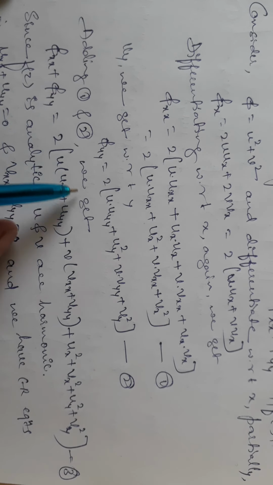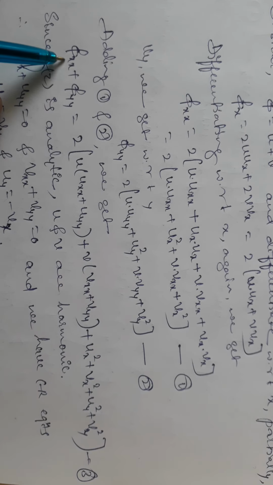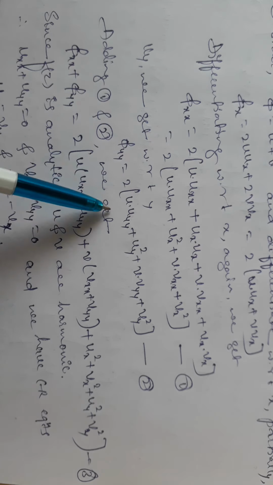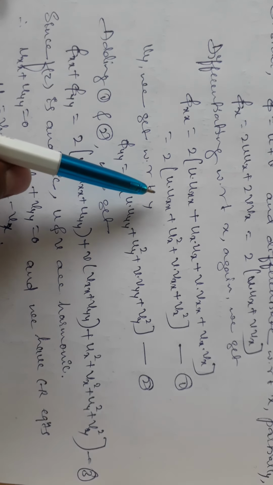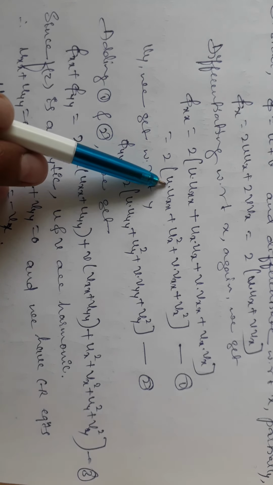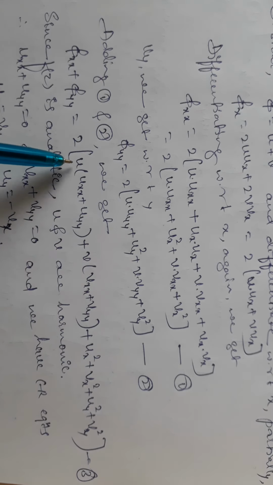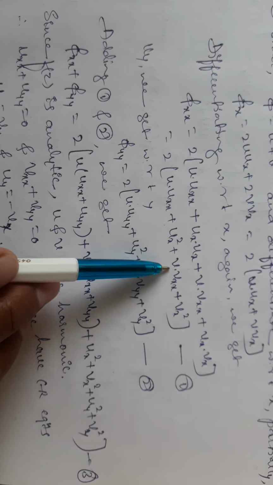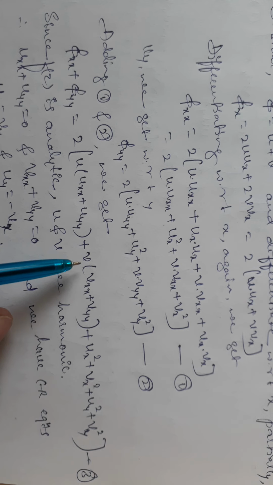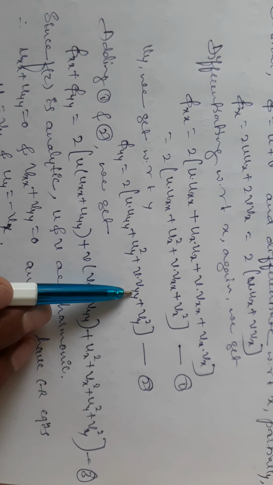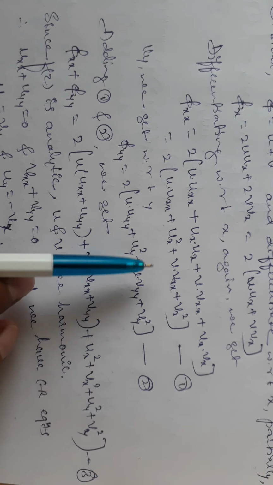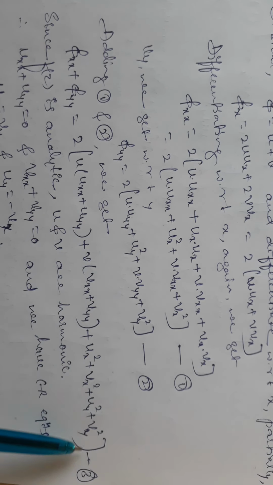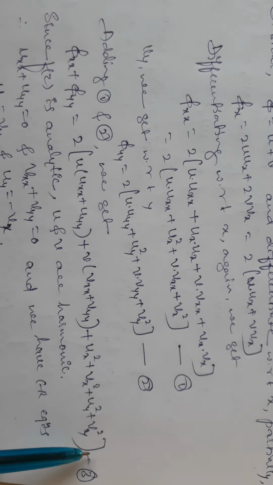Adding equation number 1 and 2, we get phi xx plus phi yy equal to, in both equations 2 is common, therefore I will take 2 outside, and here in the RHS, in this term u is common, in this term u is common, therefore I will take u common, uxx plus uyy, plus I will take the third term, here v is common, here v is common, therefore v into vxx plus vyy, plus the remaining terms are ux square plus vx square plus uy square plus vy square. Call this equation number 3.